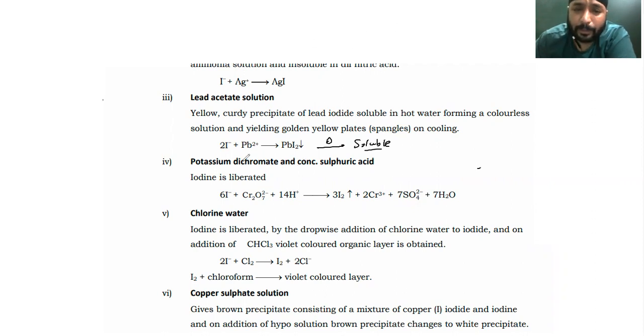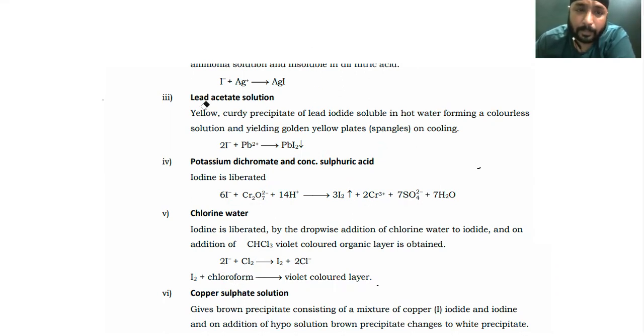After this, you have the potassium dichromate test. You know that I minus will get oxidized by Cr2O7 2- to form I2, which is violet color, plus Cr3+, a green color solution will be formed over there. Chlorine water, same thing. We have already discussed that iodine will liberate, and in the chloroform layer or CS2 layer or CCl4 layer, it will have a blue or violet color. Getting it?